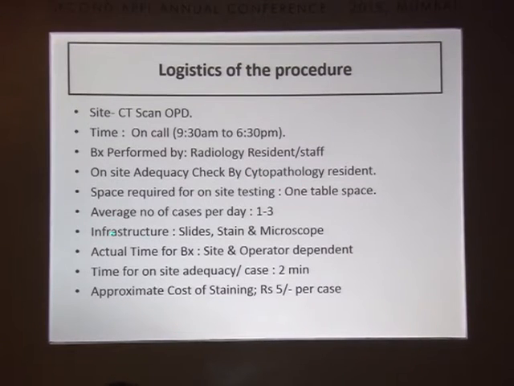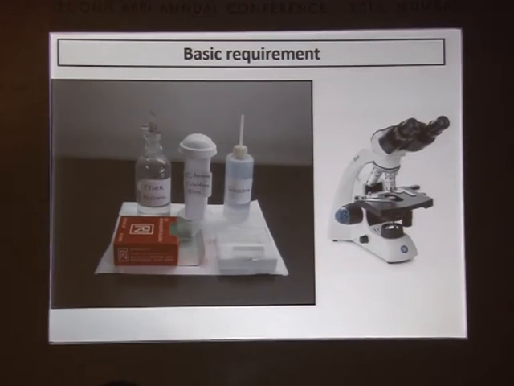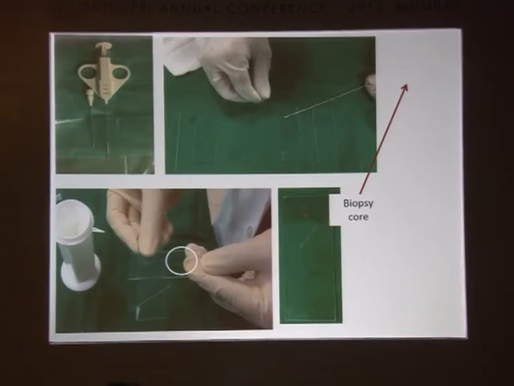The actual time for biopsy is site and operator dependent, but time for doing on-site adequacy is just 2 minutes, and the approximate cost of testing is ₹5. So again, you can see it is very time and cost effective. It can be done anywhere: big center, small center, even rural area. So this is the basic requirement: a microscope, and this is for staining. That's it. So one table space, and this is the actual procedure.